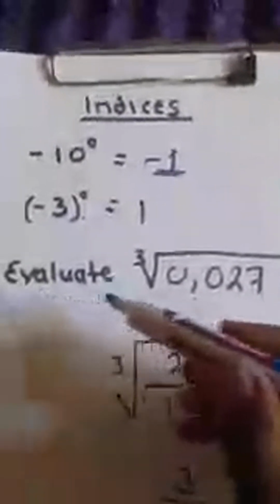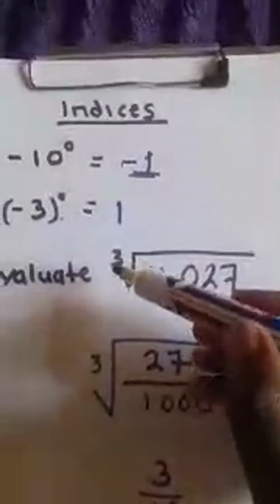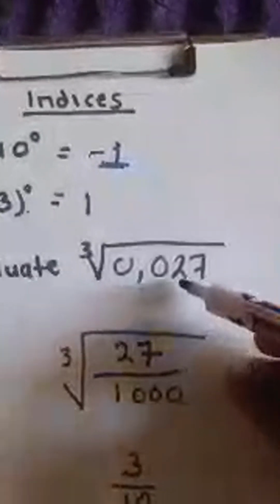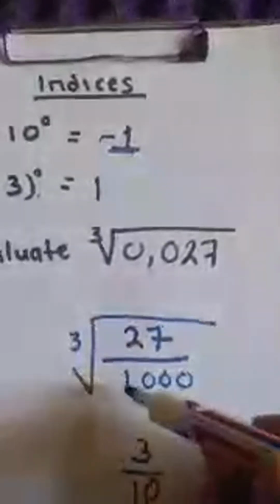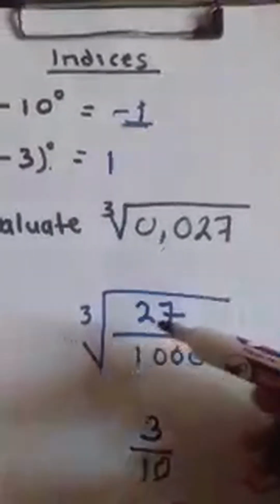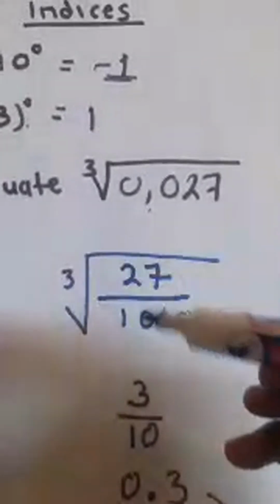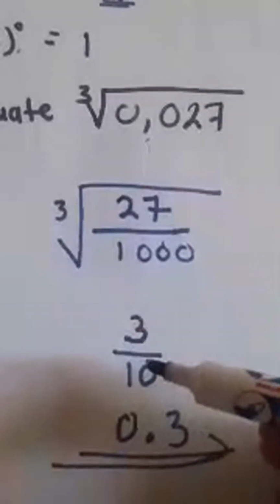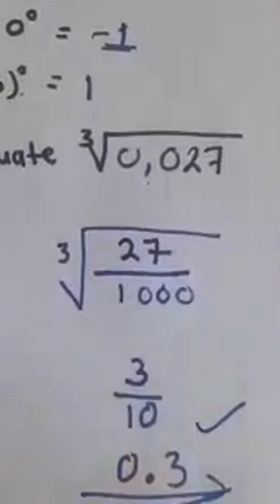Then the third one was evaluate the cube root of 0.027. So we simplify as a fraction first, which is 27 over how many digits after the comma? There are 3 digits, so it's 27 over 1000. We want a number that we multiply 3 times to get 27. That number is 3. And the number we multiply 3 times to get 1000 is 10. So it's now 0.3. That's our final answer.